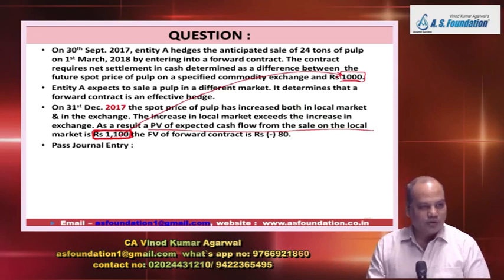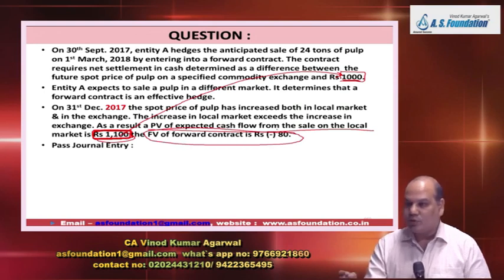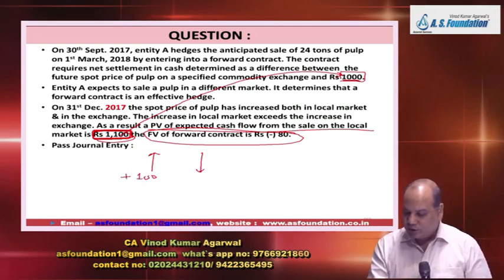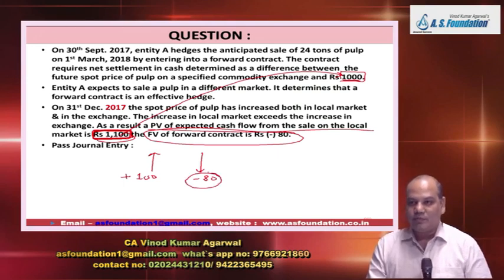We were expecting to sell at 1000 earlier. Now we are expecting to sell at 1100 rupees in present value terms. So the cumulative change in the hedged item is 100 rupees. And what is the cumulative change in the fair value of the forward contract? 80 rupees negative. Of course, one will go up, the other will come down. Then it is an effective hedge. So you have a gain of 100 rupees here and a loss of 80 rupees here. Now as a student, tell me whether this 80 is effective or ineffective or partly effective and partly ineffective.